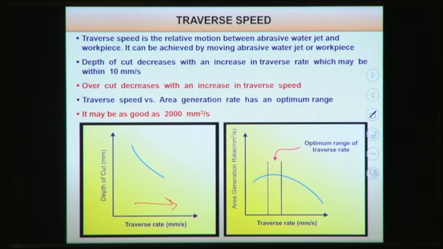Okay, this area generation, which I will discuss, is the curve area generation. Curve area generation can be calculated as the traverse rate multiplied by the depth of cut. So the depth of cut multiplied by the traverse rate will give you the curve area generation. Now we can see that there is an optimum curve area generation at a certain traverse rate. After it achieves the optimum value, the curve area generated then reduces.